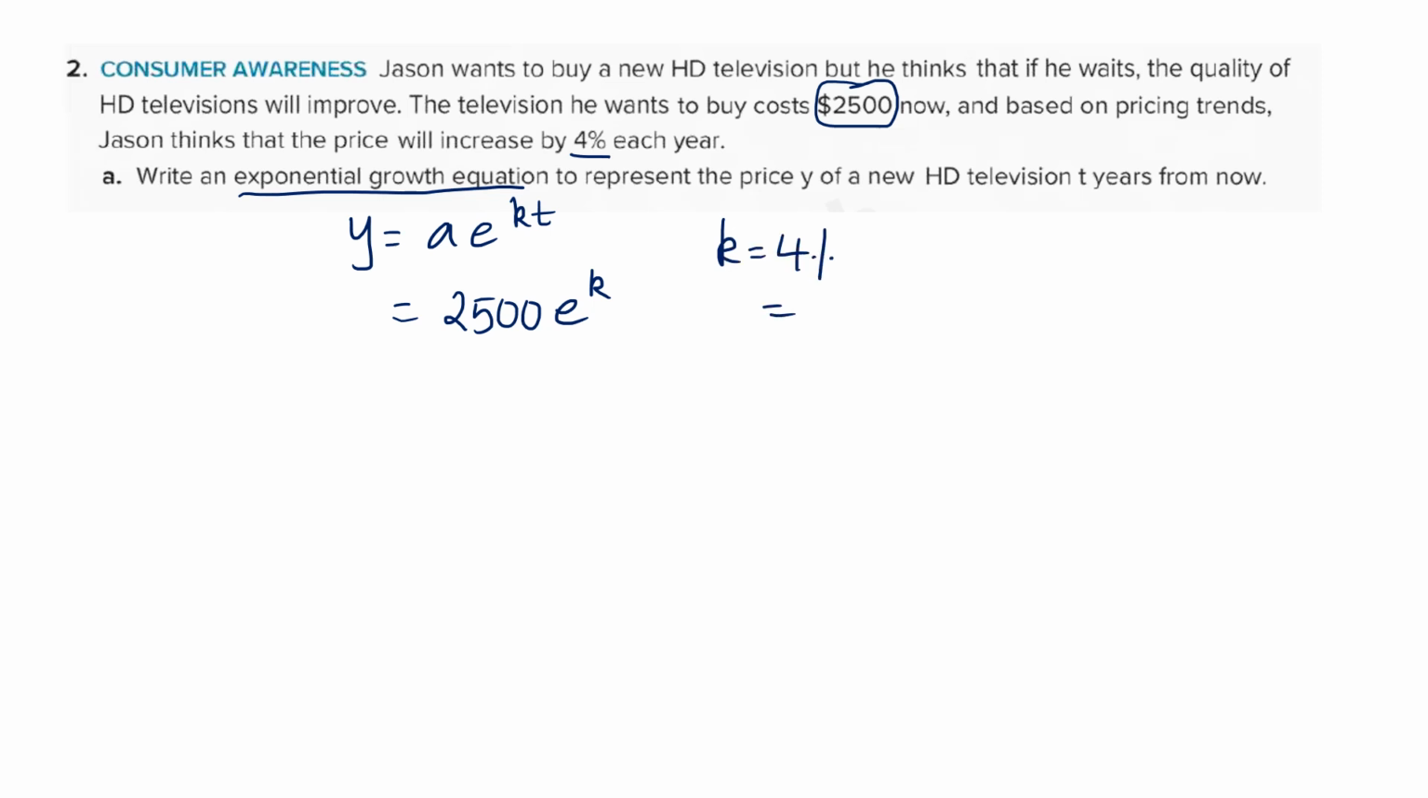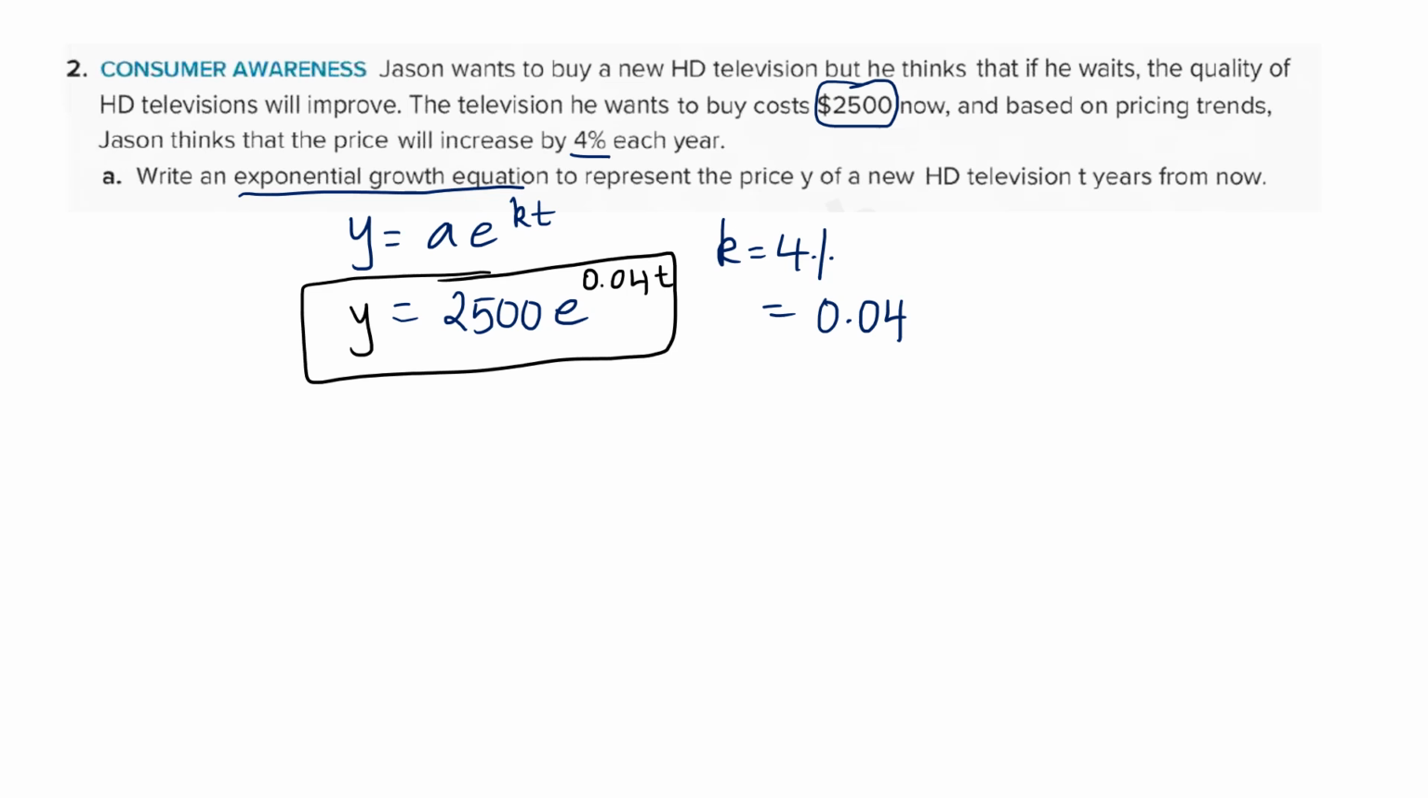So this is going to be divided by 100, 0.04. So I will now replace here the value of k, which is 0.04, and multiply with t. T is not mentioned, so the first part of the question just asks you for the exponential growth equation. So we can model the price of the new HD television t years from now using this equation.